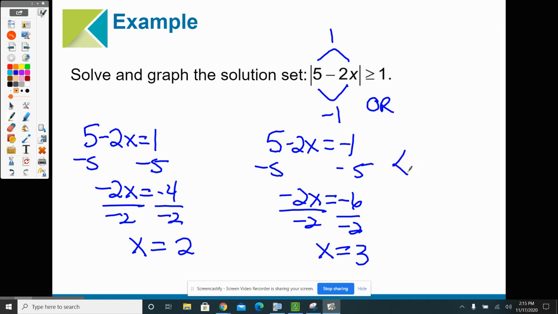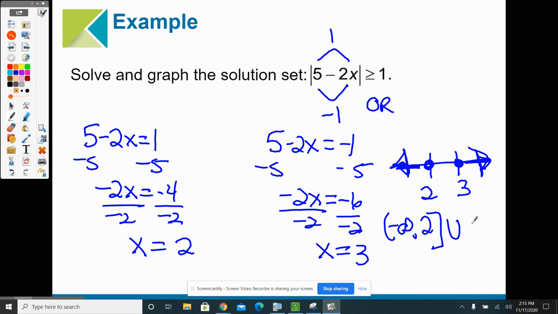So it's always small number and big number. So 2 and 3. Solid dots. This time the graph is an or, which means it goes on the outsides. So we write our response, -infinity to 2. It gets the square bracket because it can equal to it. Put the boat in, and 3 to infinity.